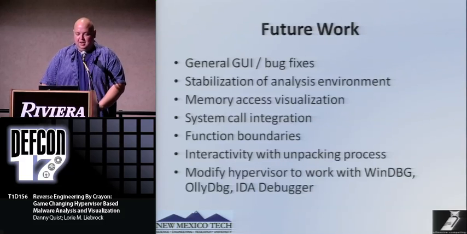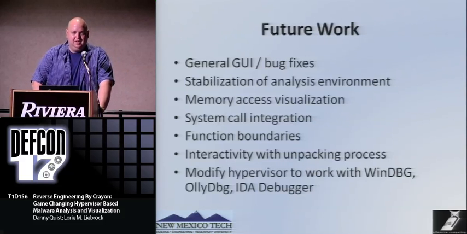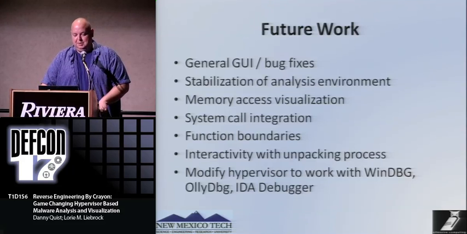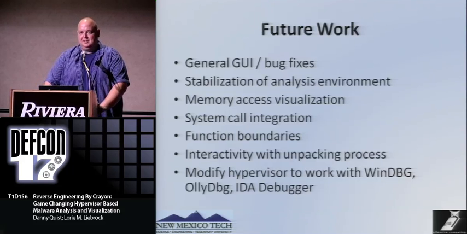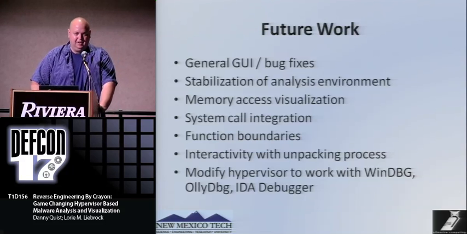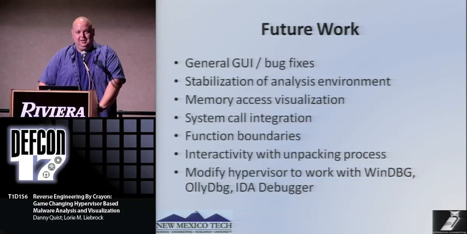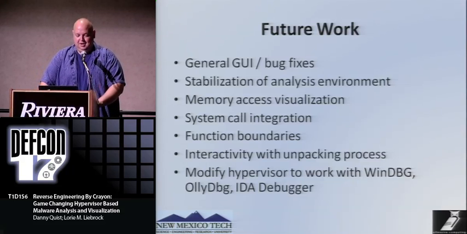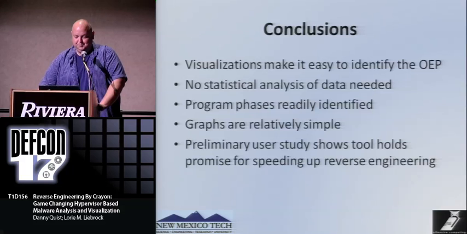So the future work that we're going to get into is general GUI and bug fixes. Right now it's pretty unsophisticated, so I want to make that a little bit better. I'd like to start doing some memory access visualization. Ether provides an awesome way to do that, so I definitely want to get there. Integrate system calls, look at the function call boundaries, and then get a little bit more interactivity with the unpacking process. The other nice thing that would be cool is if you could use something like WinDebug or Ollie or IDA's debugger inside of the Ether system, with all of the functionalities there. It's just a matter of putting it together.